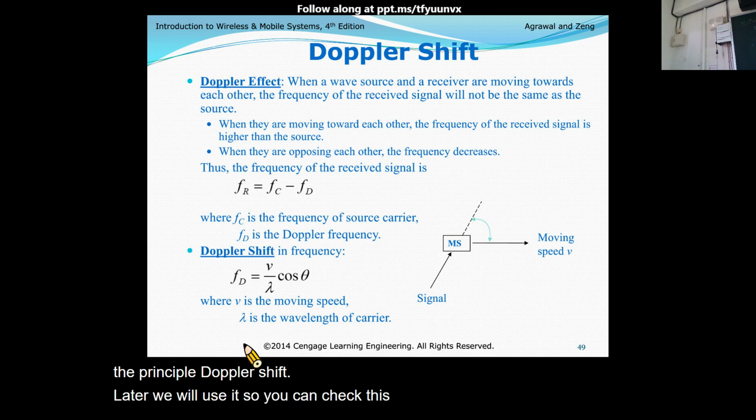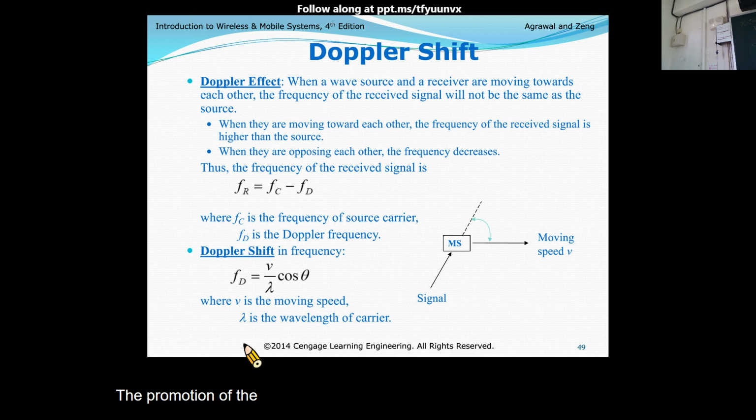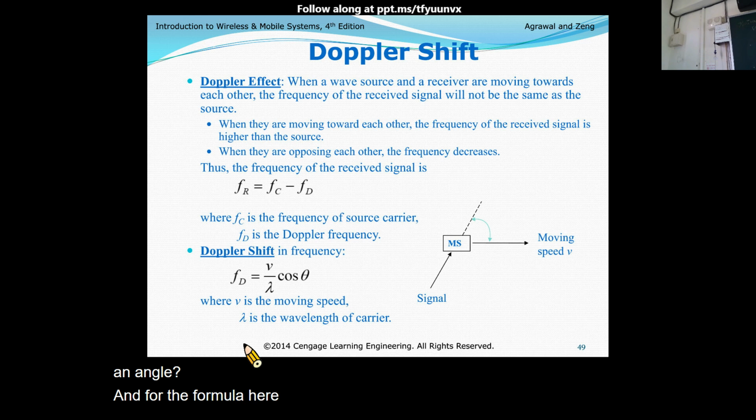So alpha here is the direction of the moving signal, and this is the speed, so that we will have an angle. For the formula here, we try to find the way to increase or decrease the frequency. We will follow the formula to do the calculation.